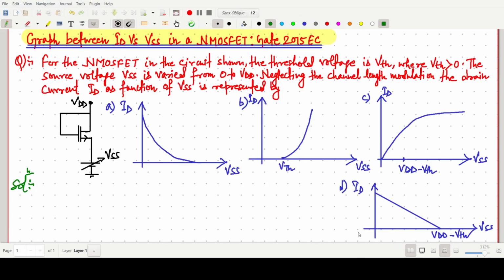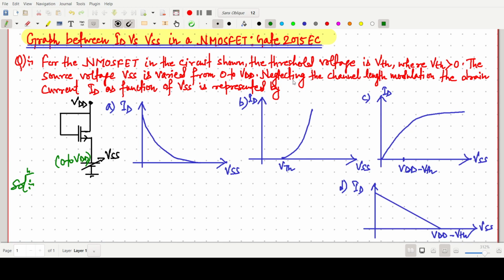Welcome everyone. In this video lecture, we will solve a GATE 2015 EC question in which we have to draw the graph between ID versus VSS curve in an NMOSFET. So the question is for a given NMOSFET circuit. This one is the circuit. The threshold voltage is VTH, where VTH is greater than 0, and the source voltage VSS is varied between 0 to VDD. So this voltage will be varied from 0 to VDD.